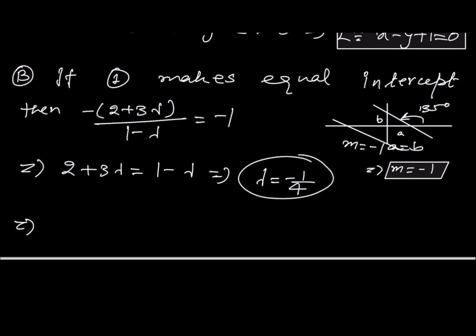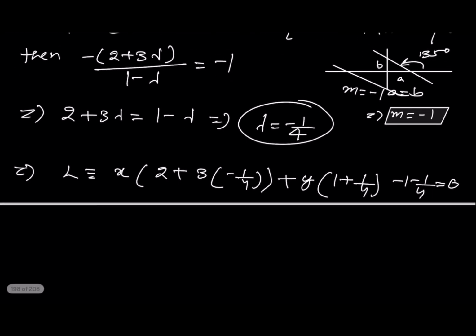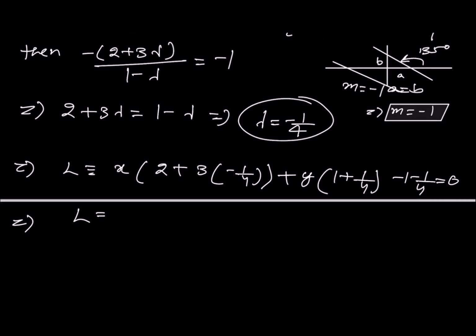So if I put this lambda in 1, I will get L as x times 2 plus 3 into minus 1 by 4 plus y times 1 plus 1 by 4 minus 1 by 4 is equal to 0, or L becomes 5x plus 5y minus 5 is equal to 0, or L becomes x plus y minus 1 is equal to 0.